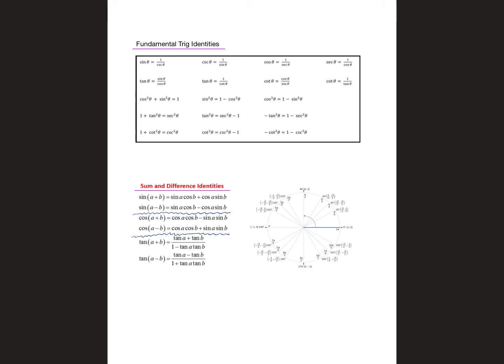Your quiz tomorrow is on sections 7.1 and 7.2. The formula sheet that you see here is going to be given to you tomorrow. So you'll have your reciprocal identities, your Pythagorean identities, your sum and differences of sine, cosine, and tangent, and your unit circle. So you'll have all of that given to you tomorrow.